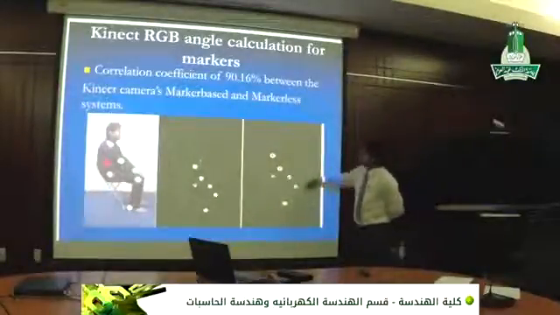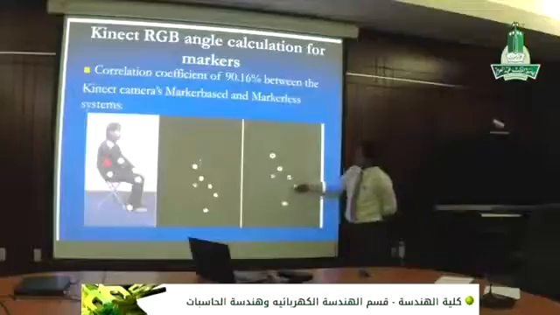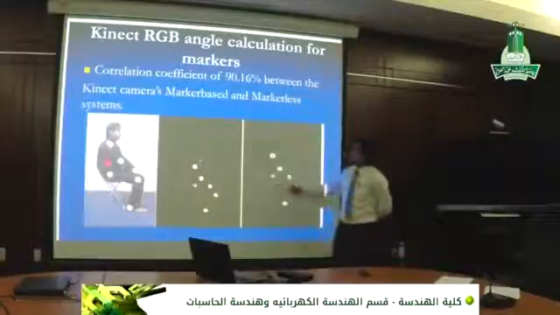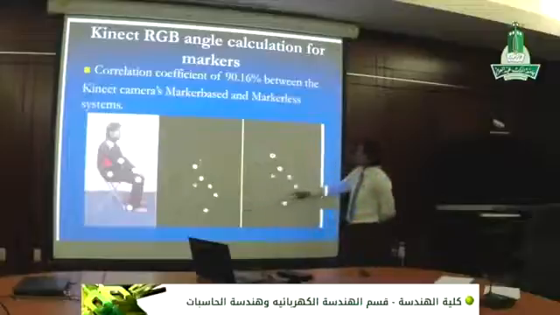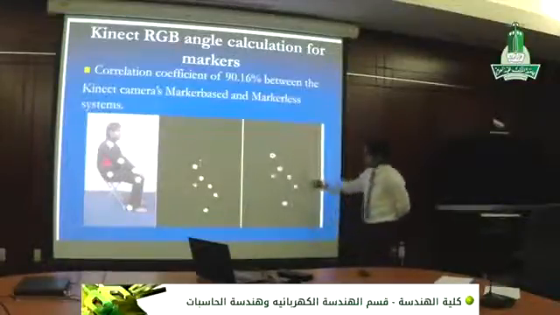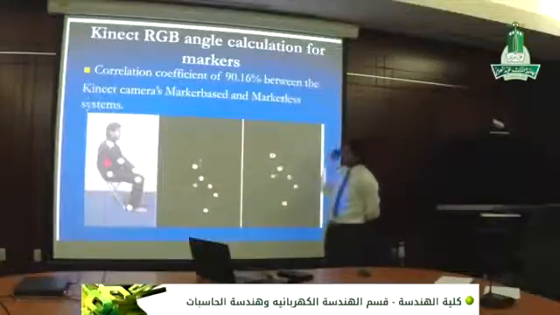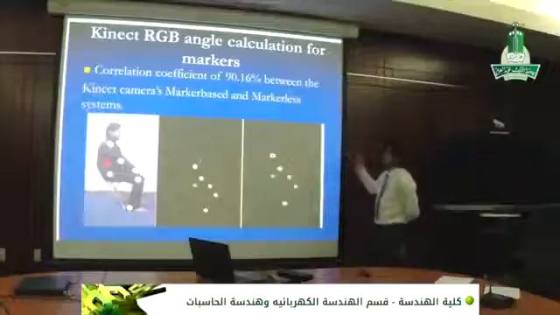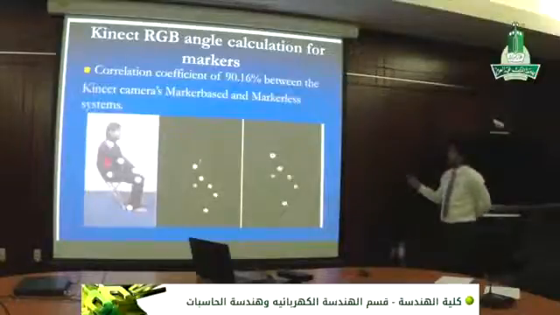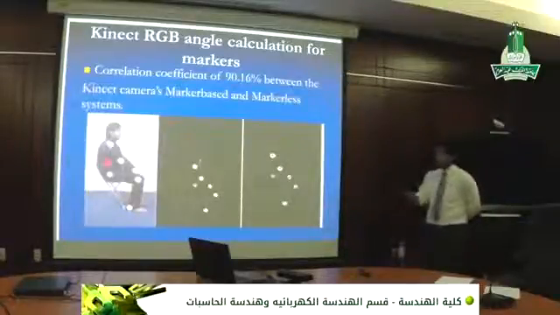Here, this figure shows the angle calculation for the marker-based system, which we had done in MATLAB. The correlation coefficient that we found between these angles and the Kinect angles was around 90.16% between the Kinect camera marker-based and the marker-based system.